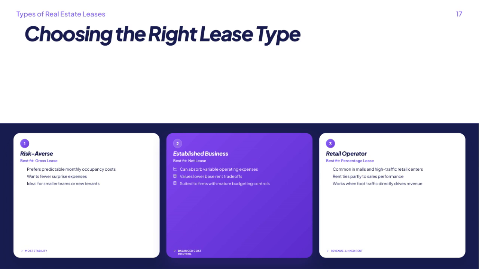Finally, retail operators often opt for a percentage lease. This arrangement ties rent partly to sales performance, commonly seen in malls or high-traffic retail centers. It aligns rent costs with revenue, working well when foot traffic directly drives sales, making rent payments consistent with business success. Understanding these three lease types, gross lease for stability, net lease for balanced control, and percentage lease for revenue linkage, helps in choosing the lease that best fits your business model and goals.